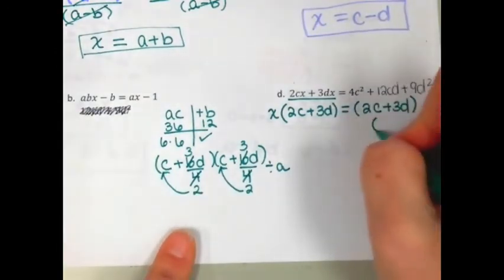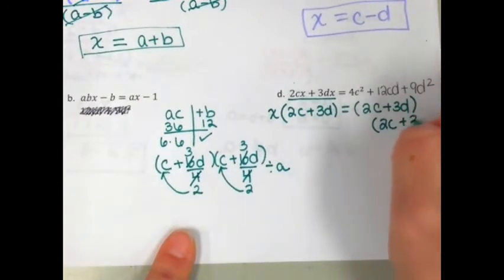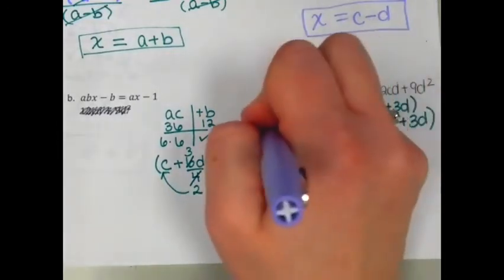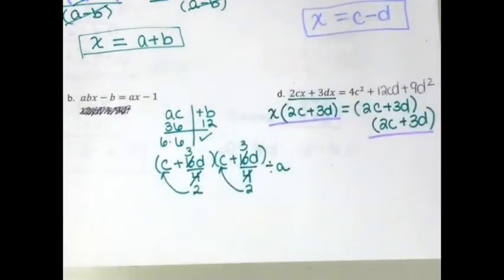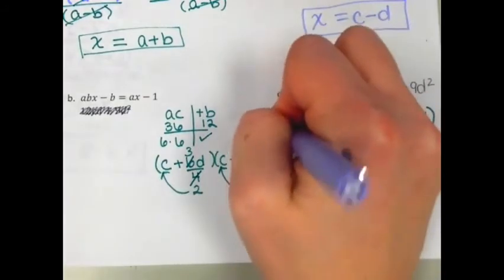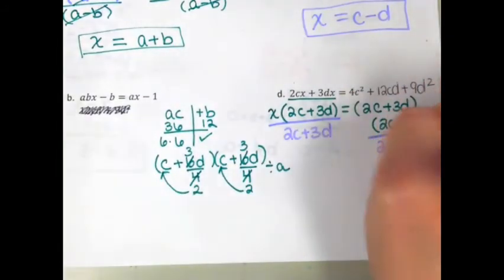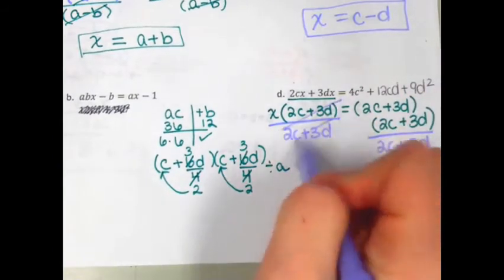And don't I end up with 2C plus 3D, because weren't they the exact same? Yeah, okay. Now, how do I solve for X? How do I get rid of this 2C plus 3D? Don't I divide both sides? Yep, so I'm going to divide by 2C plus 3D on both sides. So they cancel here, and I'm left with X.